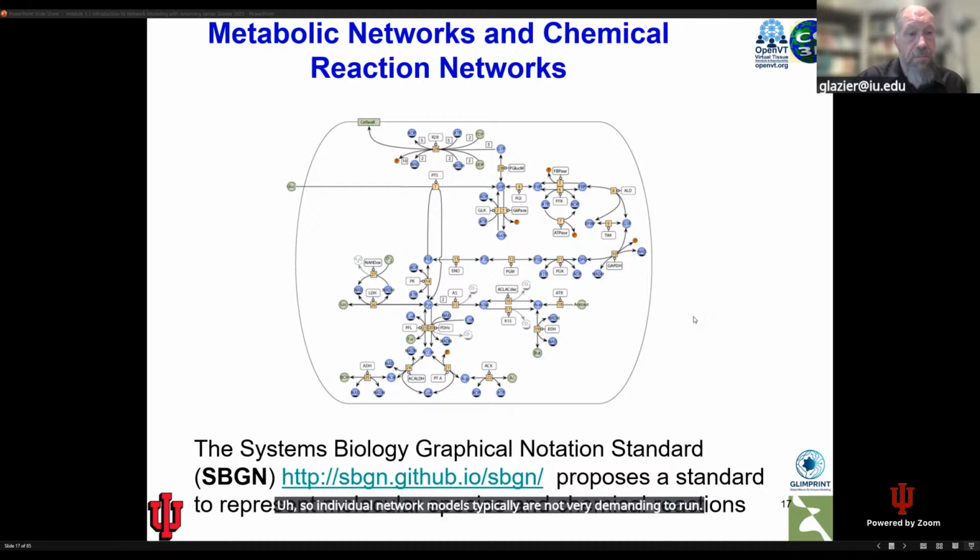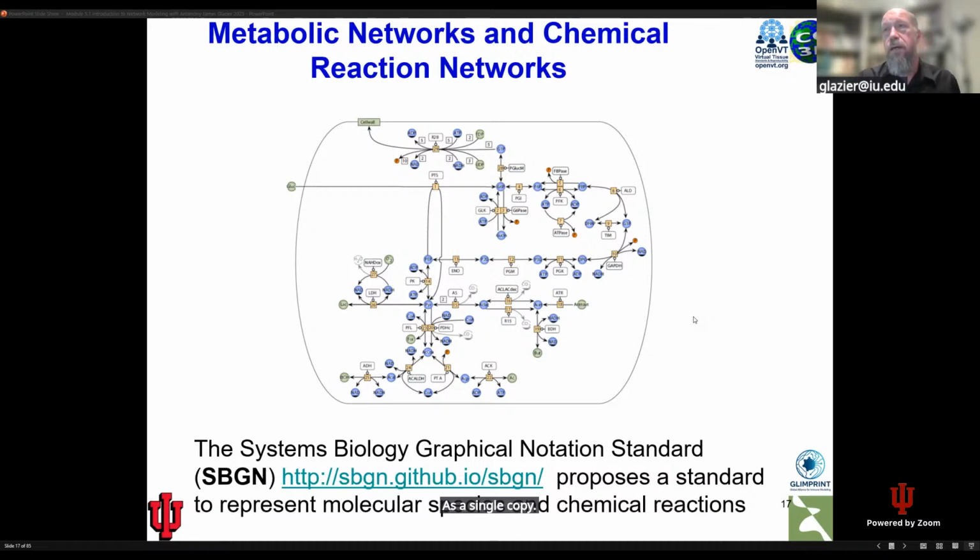They're fast. Now, if you want to run 100,000 replicas of a single network model, inside every cell in your simulation, then it takes more time. But almost no network model is so big that you can't run it locally as a single copy.